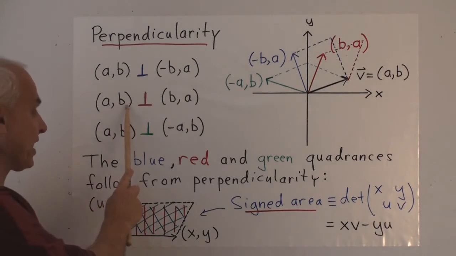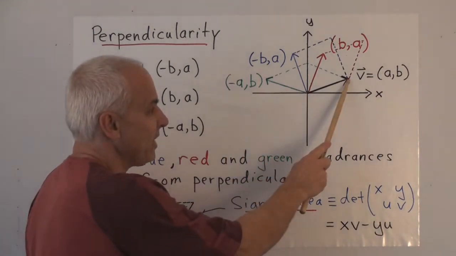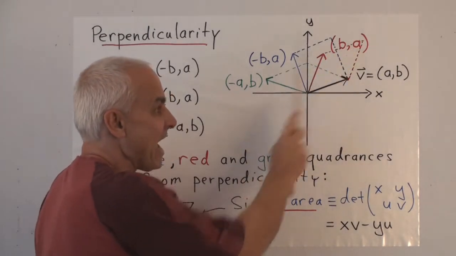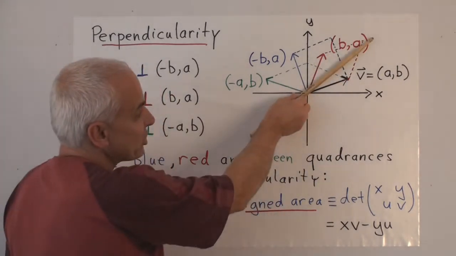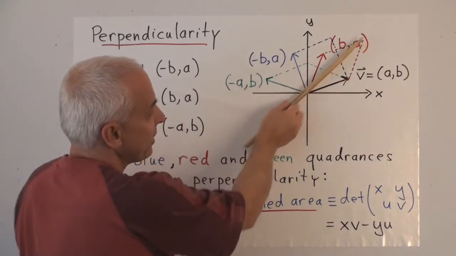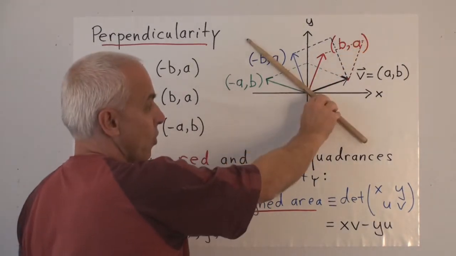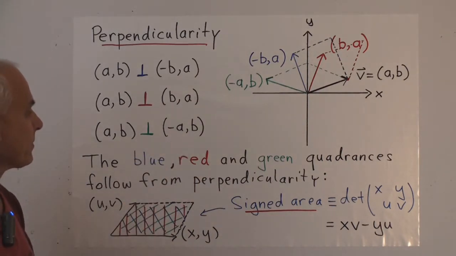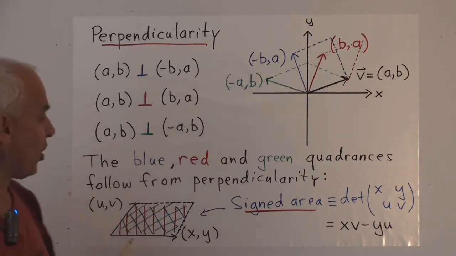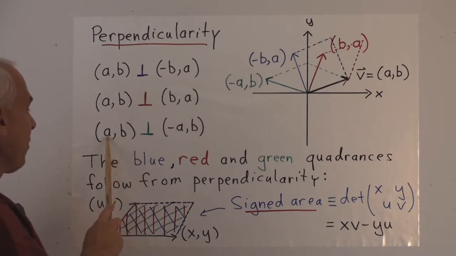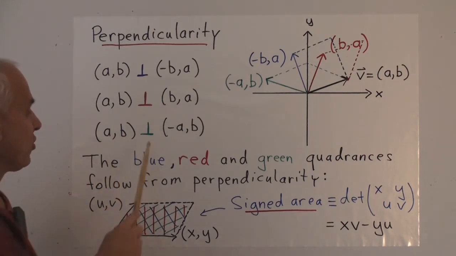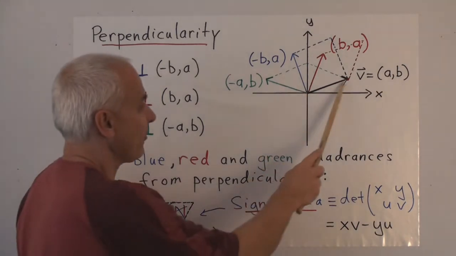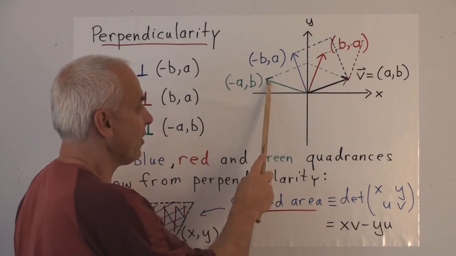The red notion of perpendicularity is that this vector v equals AB is perpendicular to this vector BA. In other words, that's the reflection of the original vector in the line of slope 1. Or, if you like, in the line of slope minus 1 up to a scalar. Now we have a new notion of perpendicularity, the green notion, which is that the vector AB is green perpendicular to the vector minus AB. This vector here is green perpendicular to this one here.